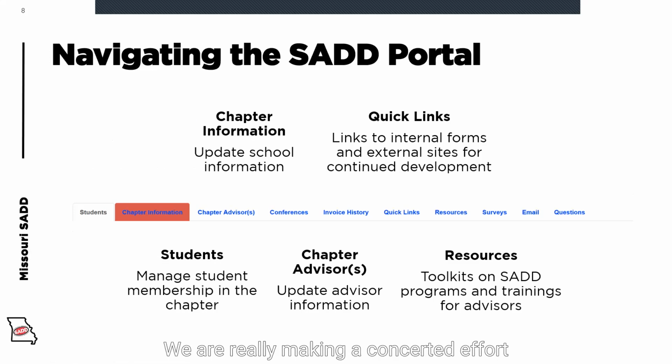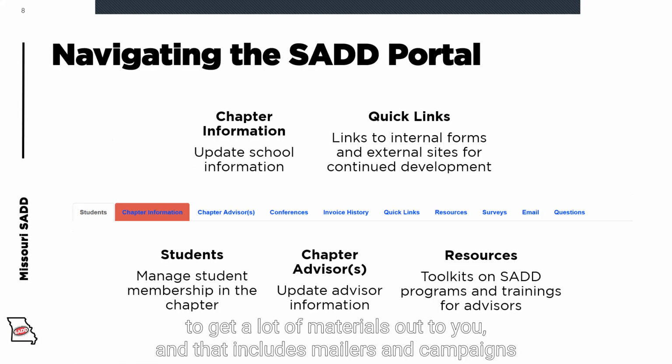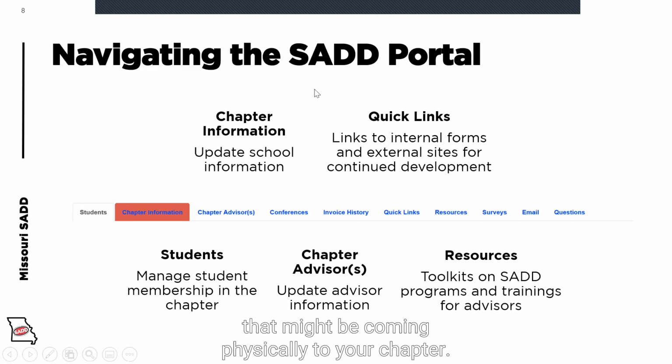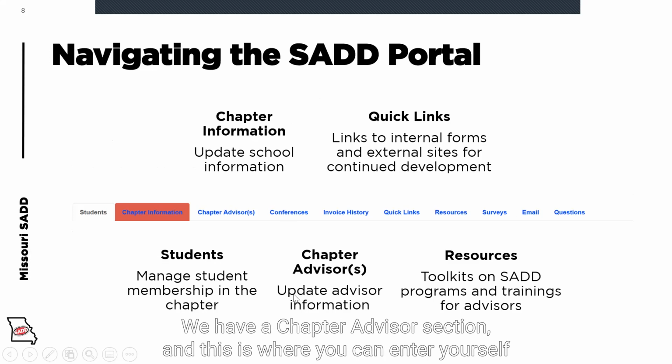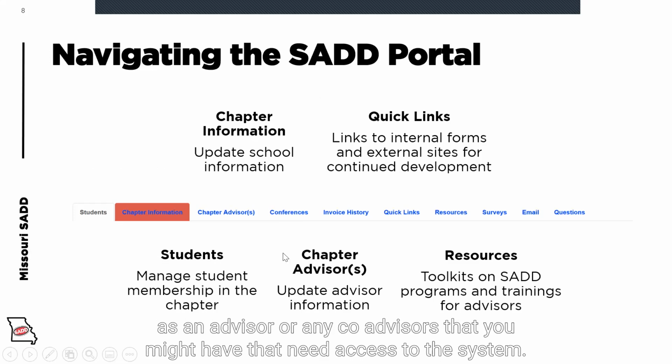We are really making a concerted effort to get a lot of materials out to you, and that includes mailers and campaigns that might be coming physically to your chapter. We have a chapter advisor section, and this is where you can enter yourself as an advisor or any co-advisors that you might have that need access to the system.